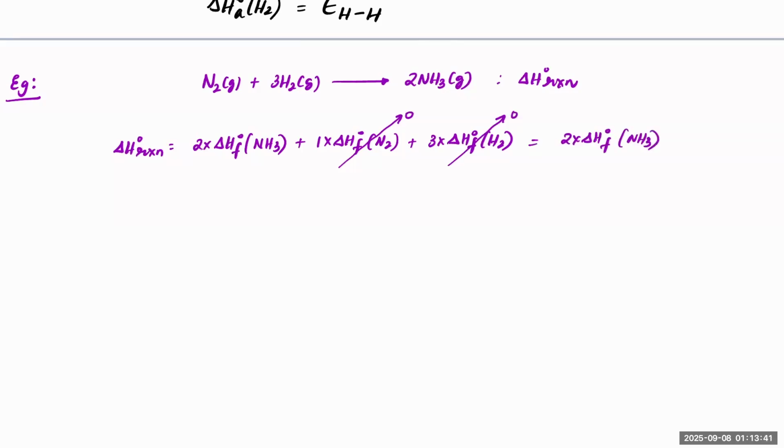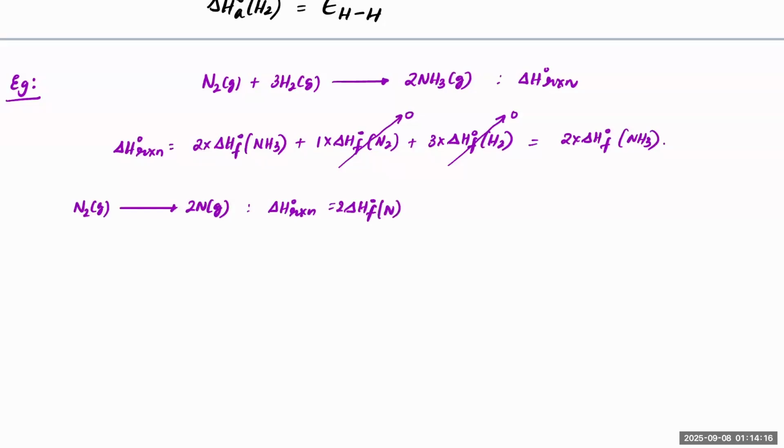This is delta H of formation of ammonia. Now, suppose I have to calculate the formation of nitrogen atom. Can I write this equation as N2 gas giving 2 N gas? If I write it in terms of delta H of formation, can I write this delta H of reaction as equal to 2 times delta H of formation of nitrogen?